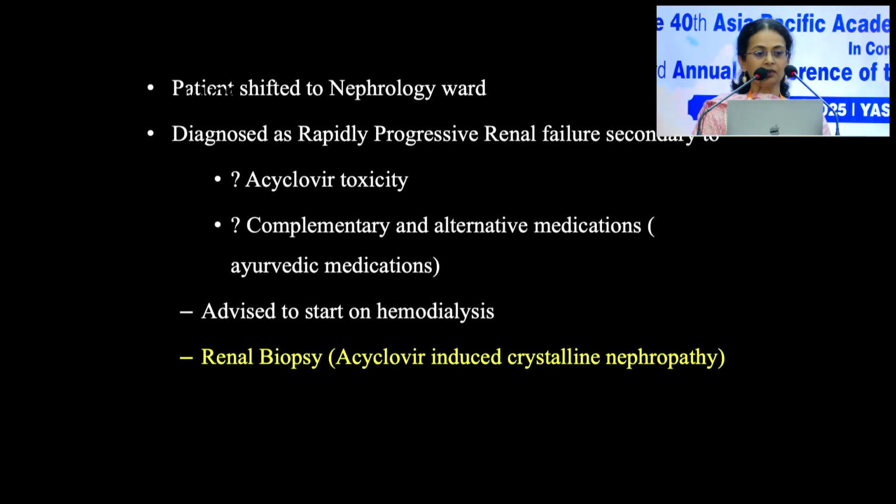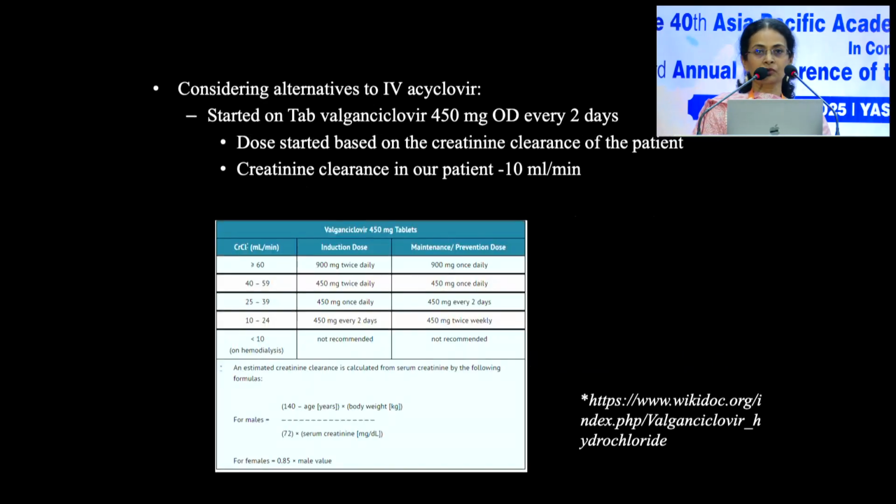It was scary. They diagnosed him probably as acyclovir-induced toxicity leading to rapidly progressive renal failure, or complementary and alternative medications, because he did give a history of using some Ayurvedic medications. He was started on hemodialysis, planned for a renal biopsy, which confirmed acyclovir-induced crystalline nephropathy. Because we could not give him acyclovir, the nephrologists told us that we have to give dose-adjusted antivirals in these patients, and these are the various formulas we resort to based on his creatinine clearance, which was 10 milliliters per minute.